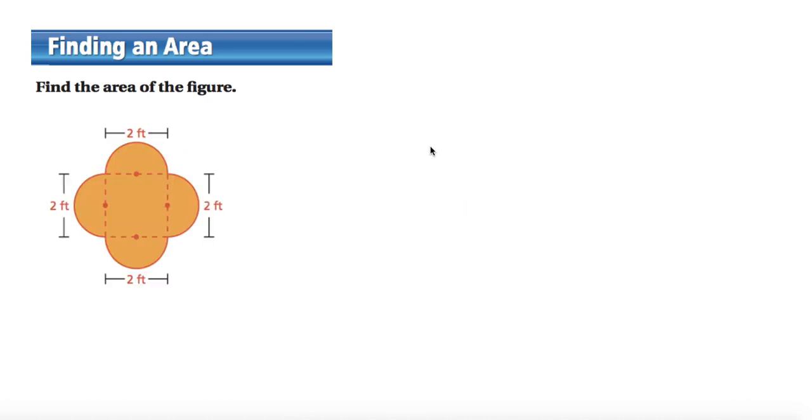Let's try another problem. Here I can identify that my composite shape is made up of a square and 4 semicircles. Since I have 4 semicircles, I know that they are going to come together to make 2 full circles. Let's start with our square. I'm going to use the formula area equals length times width. Looking at what's labeled, I can see that my length and my width are both 2 feet. So 2 times 2 equals 4.